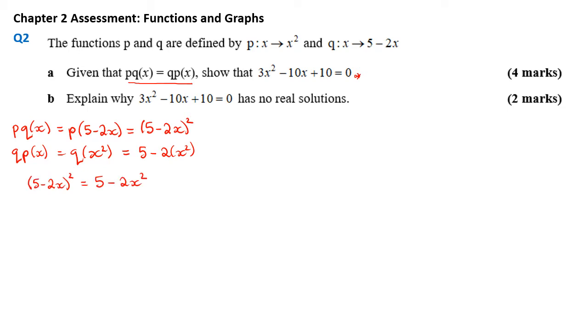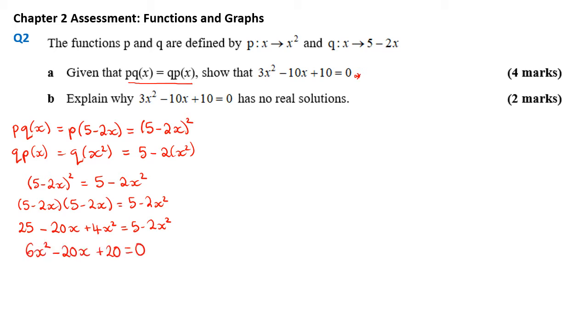Write them down as equal, expand out the left-hand side. Take the terms on the right-hand side over to the left-hand side, so I'm going to add 2x squared, subtract 5. Compare that to what we're trying to show, and we can see if we just divide everything through by 2, we'll get our answer. And there we have part A.